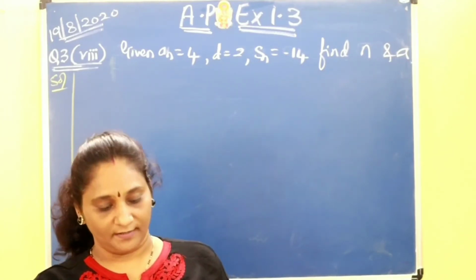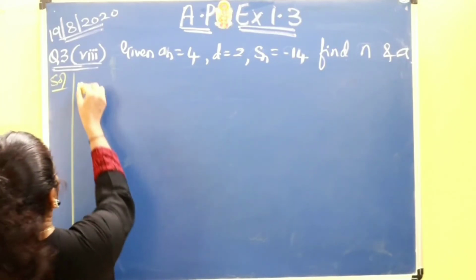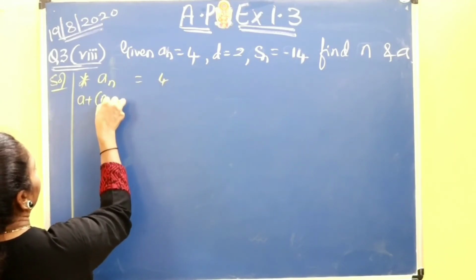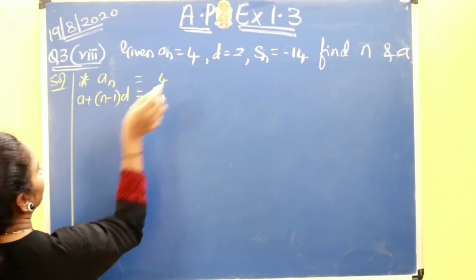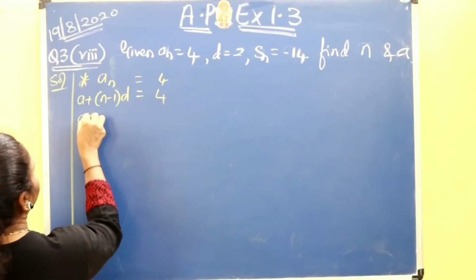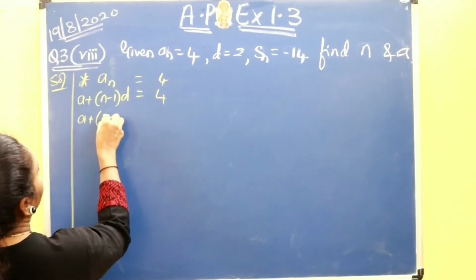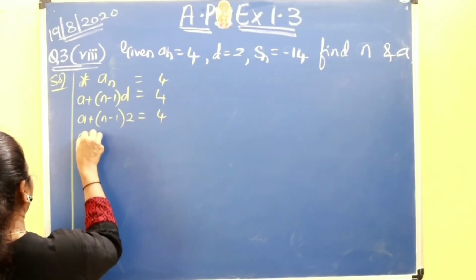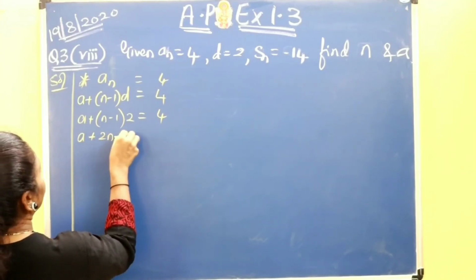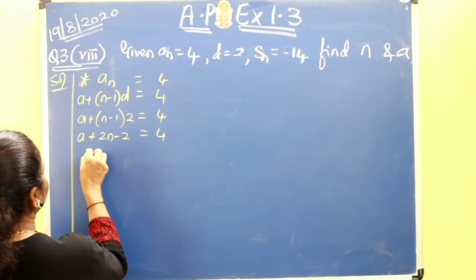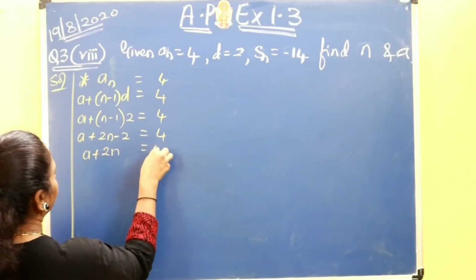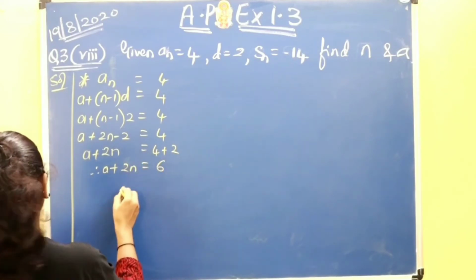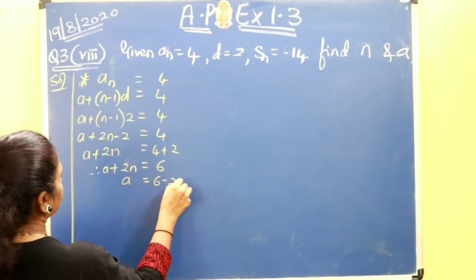With the help of that, you can find out what we have with us. An is equal to 4. A plus n minus 1 into d is equal to 4. We have d as 2, so n minus 1 into 2 is 4. So you have a plus 2n minus 2 equal to 4. So you will have a plus 2n is equal to 4 plus 2. Therefore, a plus 2n is equal to 6. A is equal to 6 minus 2n.